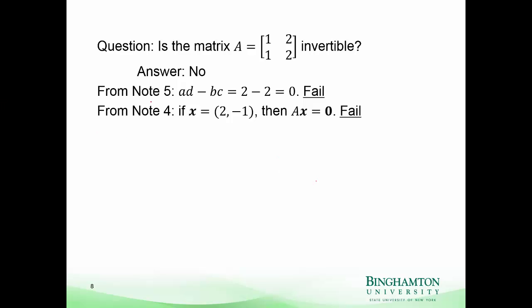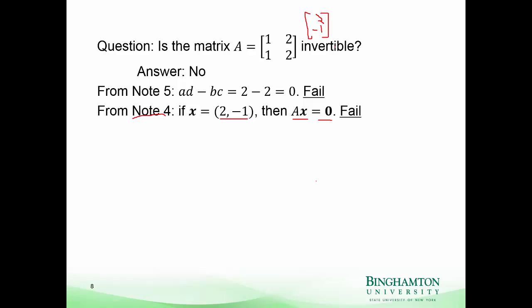We can also check with note number 4. There is an x vector that when we multiply A by that x vector, so when we do AX, it will end up being equal to 0. And you can see how that will work. Put our x vector here, put a 2 here, put a -1 here.